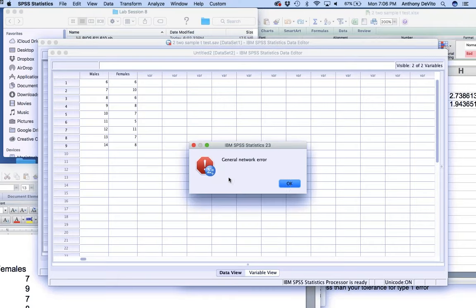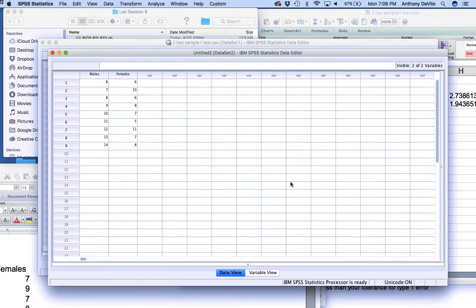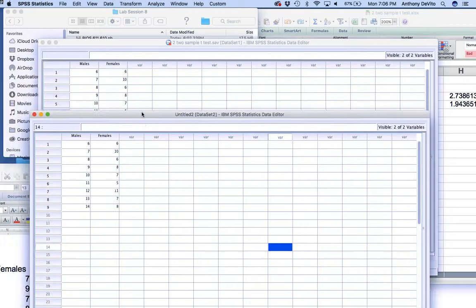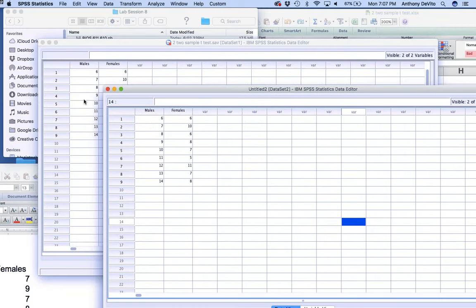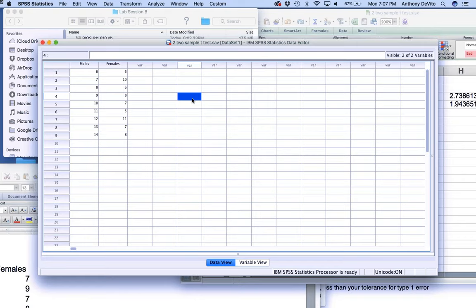Okay, so general network error, whatever that means. I hope that doesn't mean anything bad. Okay, so let's take a look. I think that's an SPSS. Oh, because it opened it twice. Let me close this one. Okay, so here we go.